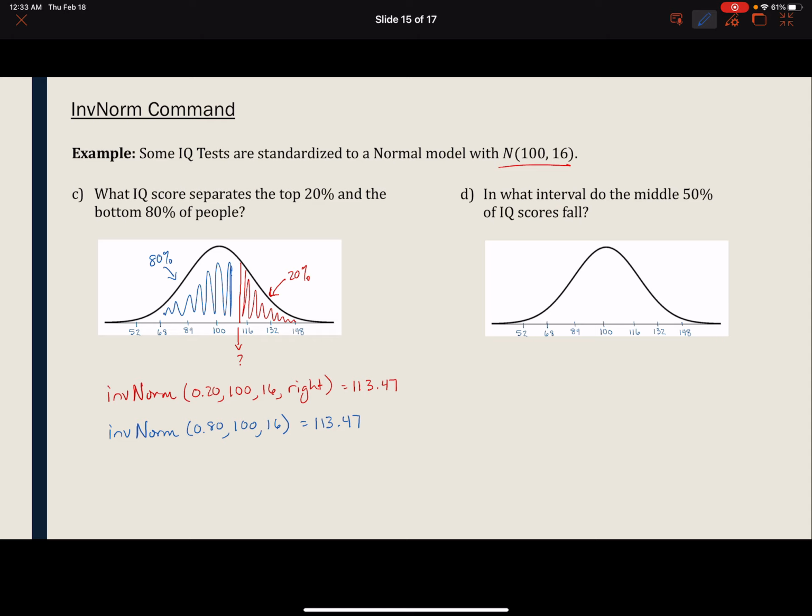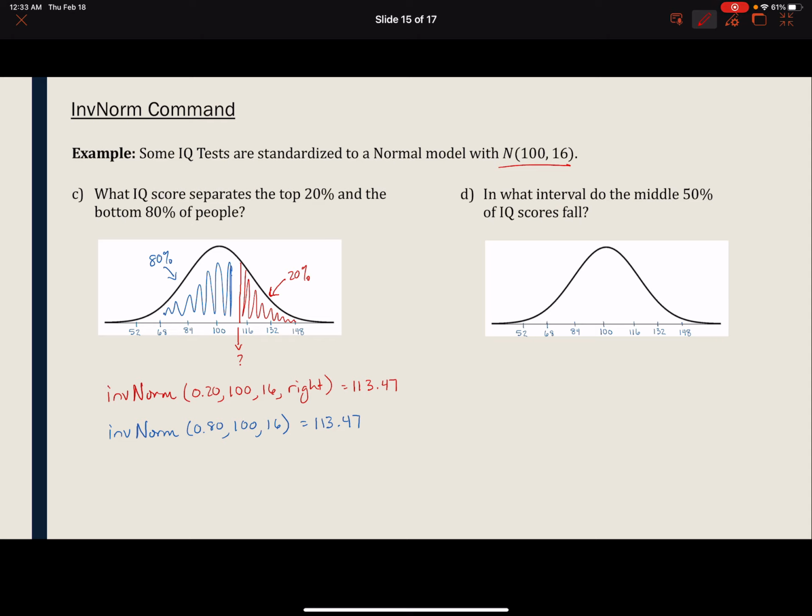All right, the next problem. This is where it's definitely unfair for the people who have the newer calculator. This problem is very easy, and if you have an older calculator, you have a lot more work. So this question is saying, in what interval do the middle 50% of IQ scores fall?